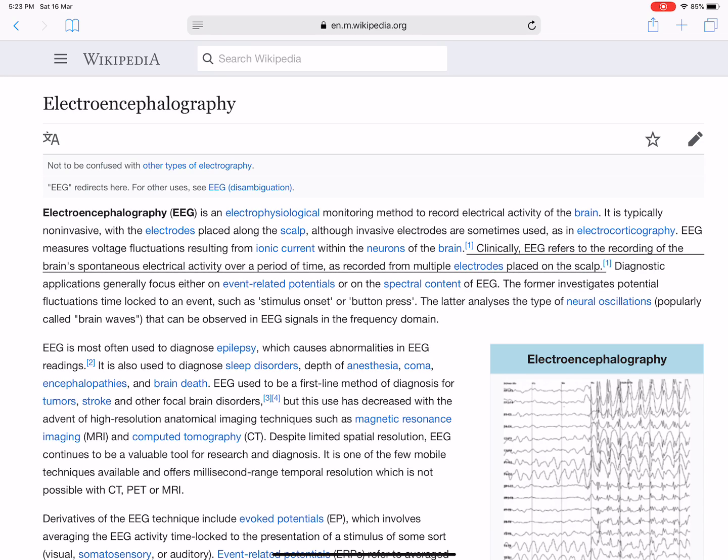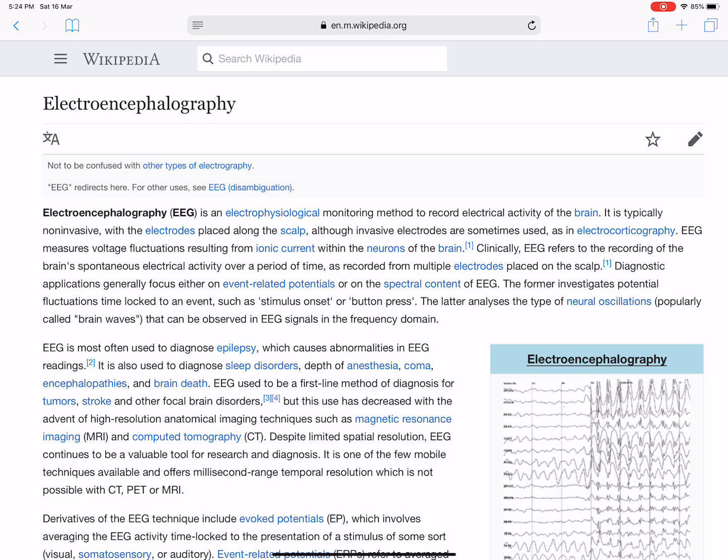Clinically, EEG refers to the recording of the brain's spontaneous electrical activity over a period of time, as recorded from multiple electrodes placed on the scalp. Diagnostic applications generally focus either on event-related potentials or on the spectral content of EEG. The former investigates potential fluctuations time-locked to an event, such as stimulus onset or button press. The latter analyses the type of neural oscillations, popularly called brain waves, that can be observed in EEG signals in the frequency domain.